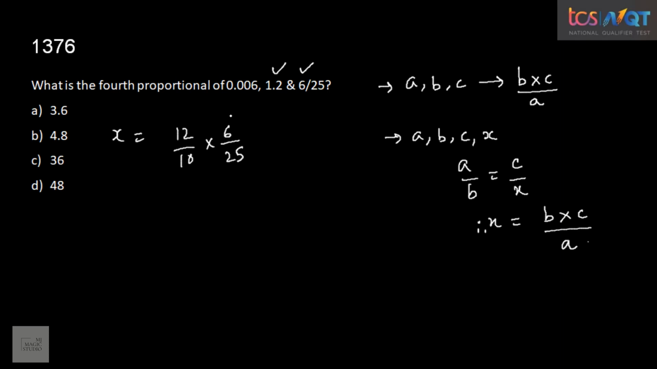Now A is 6 by 1000, so it can be written as 1000 by 6. 6 gone, this gone, and this is 4. 12 into 4 is 48. The fourth proportion is 48, that is in option D.